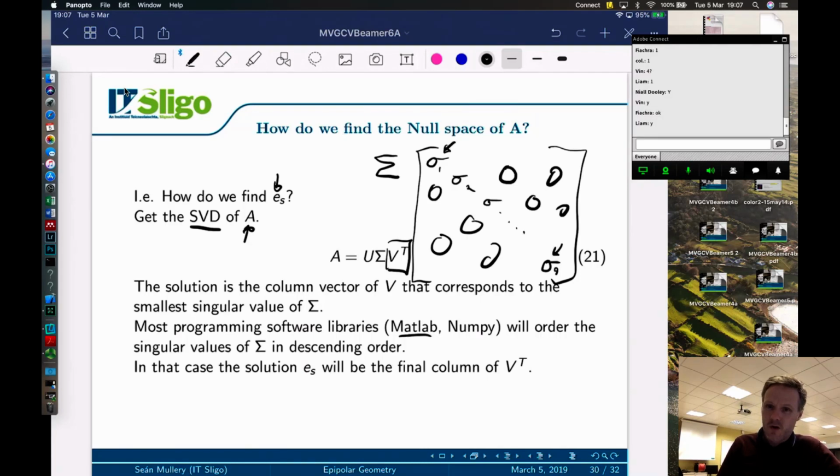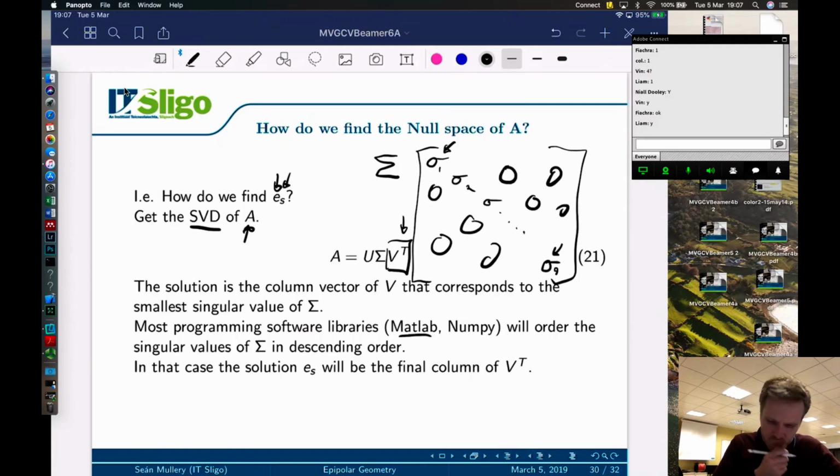Now, if it's the smallest one, clearly the 0 is going to be the smallest one, so therefore it would always be in this final position if you use a software program. That means you're always looking at the final column of V. Obviously it's V transpose here, but you look at the final column of V, and that will give you the vector that you're looking for.